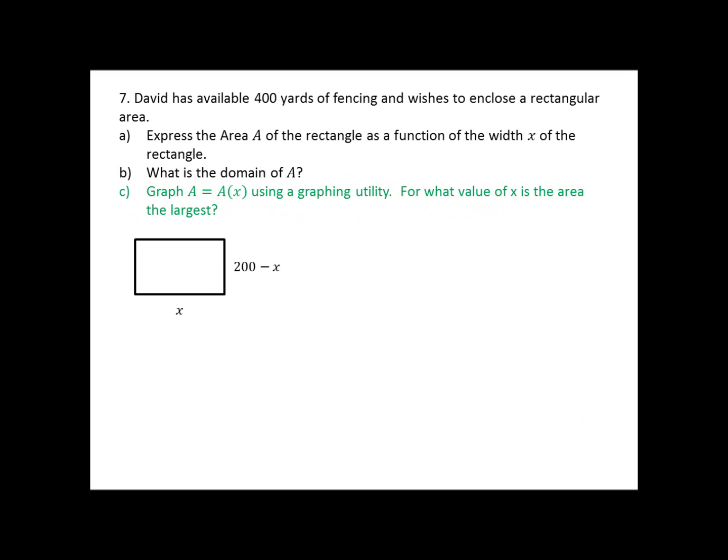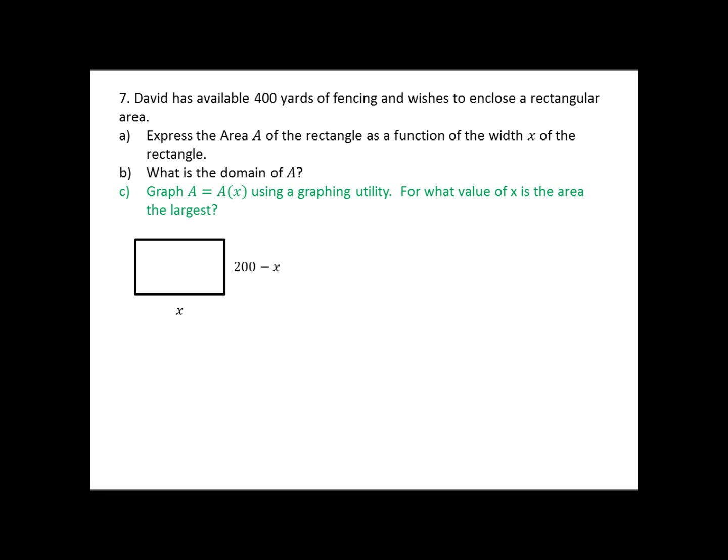Okay, let's move on. Number 7. David has available 400 yards of fencing and wishes to enclose a rectangular area. We need to express the area A of the rectangle as a function of the width X of the rectangle. They want us to talk about the domain of A, and then finally take that function, put it into our graphing calculator, and find out for what value of X the area is the largest.